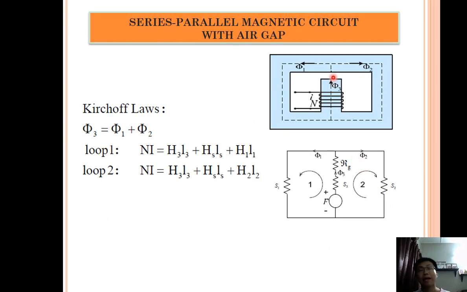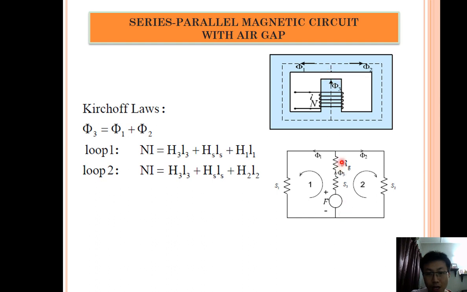This is another one with the air gap. So with the solenoid inside, I have one reluctance, another reluctance, another reluctance. So reluctance 1 is here, this is the source, reluctance 2, reluctance 3. The flux flowing from the center splits to the left and right. So flux 1, flux 2, flux 3. So flux 3 equals flux 1 plus flux 2. Okay?